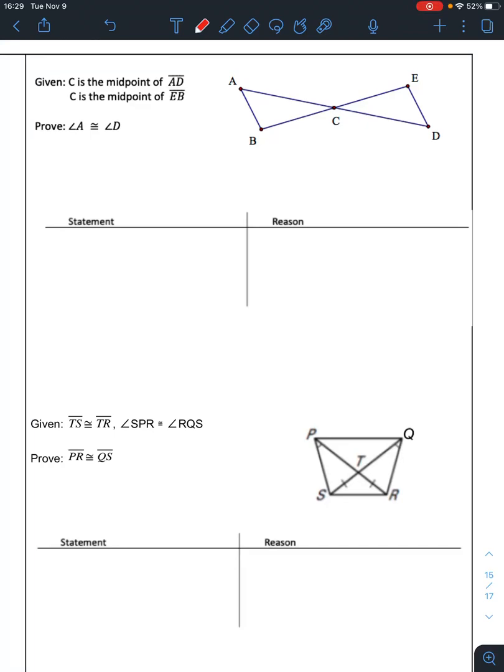We want to continue to practice our corresponding parts of congruent triangles, or CPCTC proofs. So we're going to start with this one. C is the midpoint of AD. So I'm going to write this in two pieces, actually, so that you can see it. C is the midpoint of AD. So let's talk about that.